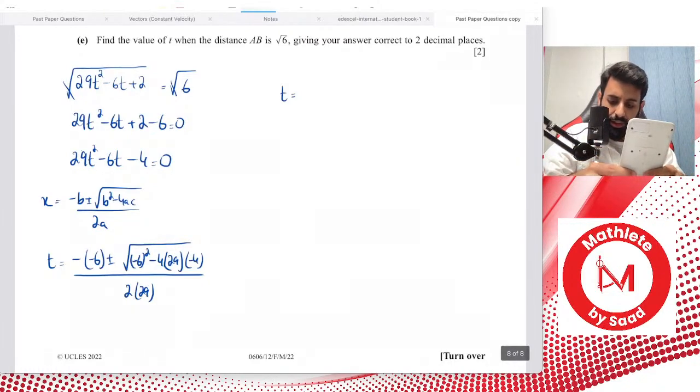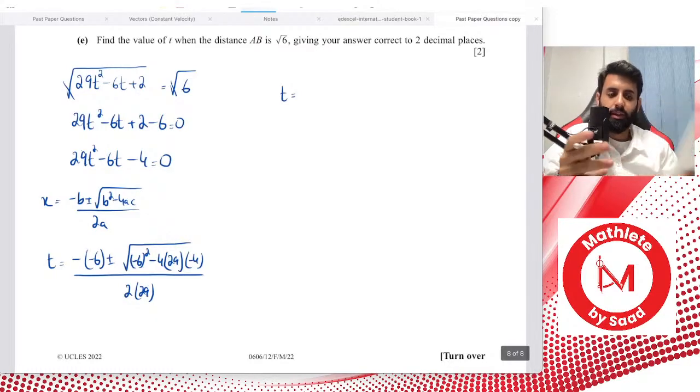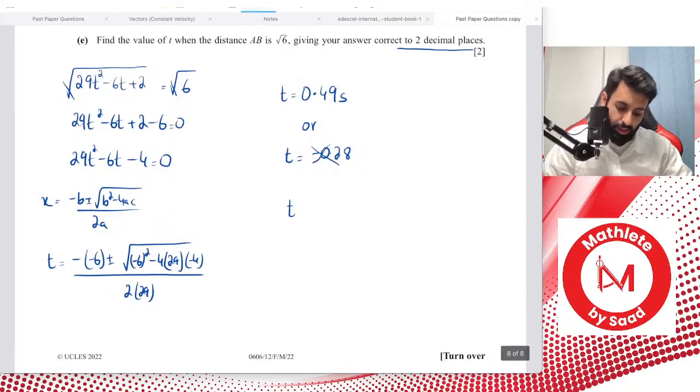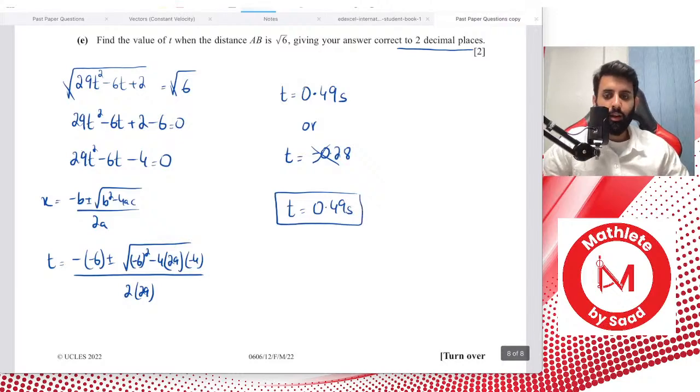Make sure that you guys use your calculator just to check your answer. Don't skip the working and just use the calculator and write the final answer. That's not something I would recommend, but I will strongly recommend using a calculator to check your answer. So we get 0.49. Remember that you have to give your answer correct to 2 decimal places. Or you get t is equal to minus 0.282. Obviously we're not going to give this value, so we scratch that and we write 0.49 seconds as our final answer. And there you go. That's it. We are now done.